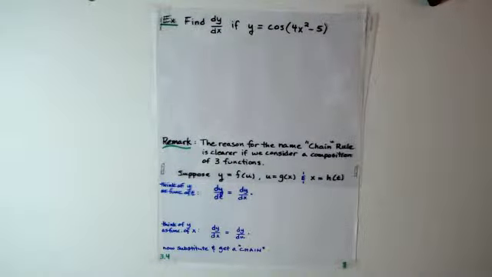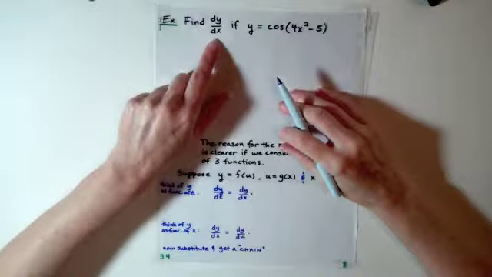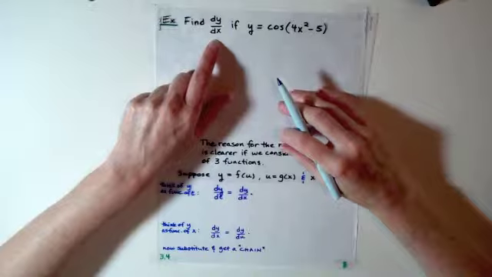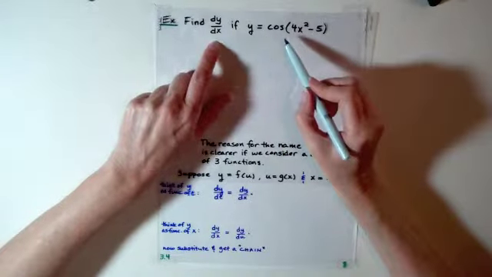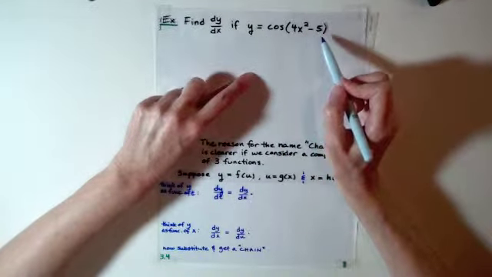Now, I found most students prefer the derivative of f of g of x version of the chain rule rather than the dy dx version, but I wanted us to do at least one example together where we use this alternate version. So, suppose I ask you to find dy dx, and I tell you that y is equal to cosine of 4x squared minus 5.